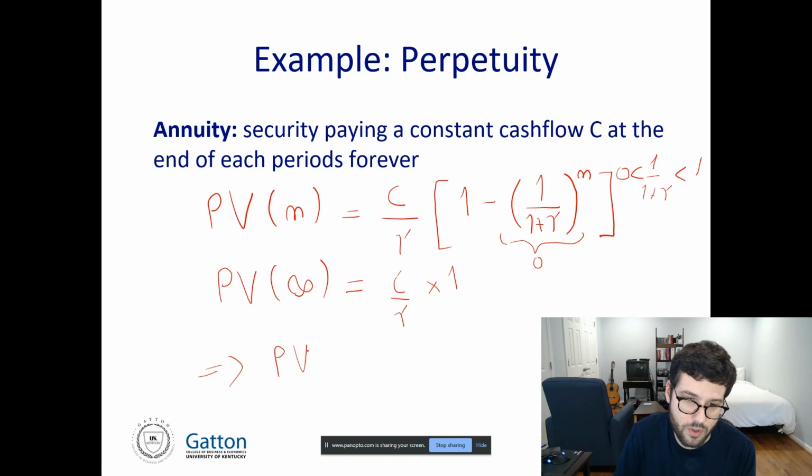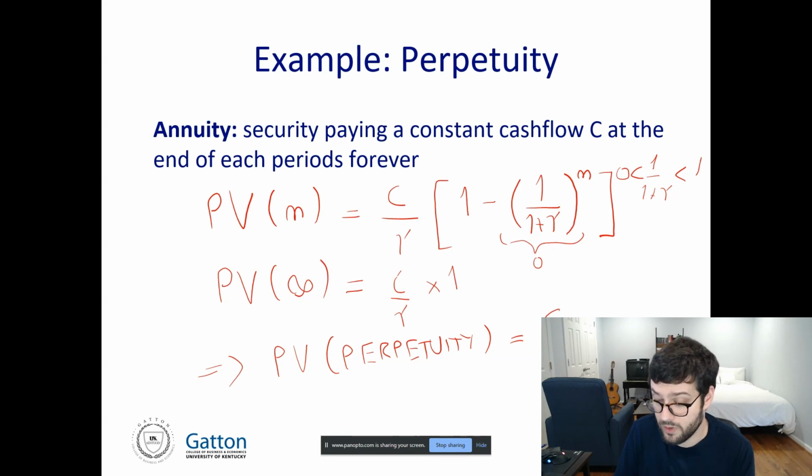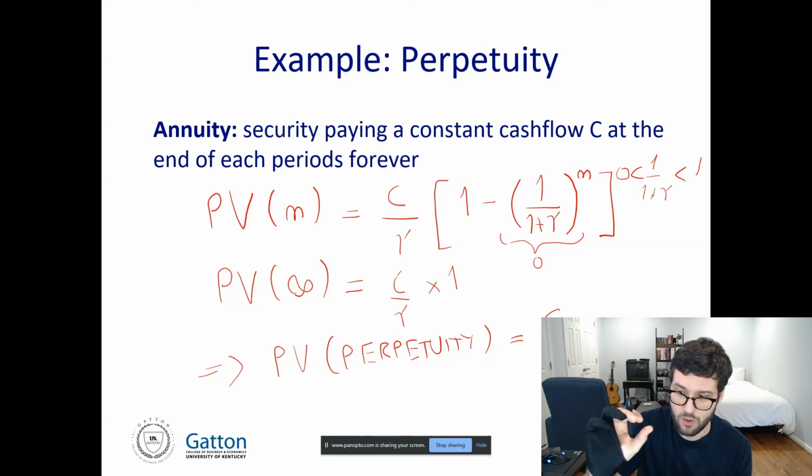So this implies that the present value of the perpetuity is simply C over r. So it's a very simple calculation. We only have to divide the constant cash flow by the discount rate. Okay? And this equation is going to give us a very simple intuition. The smaller the interest rate is, the smaller the discount rate is, the larger the present value of the perpetuity is going to be. Okay? In the limit case, where the discount rate approaches 0, the present value of the perpetuity approaches infinity.